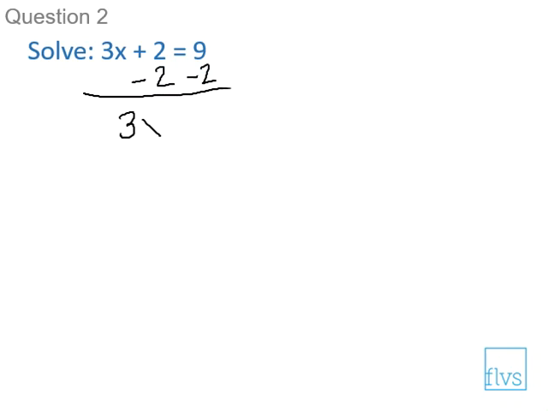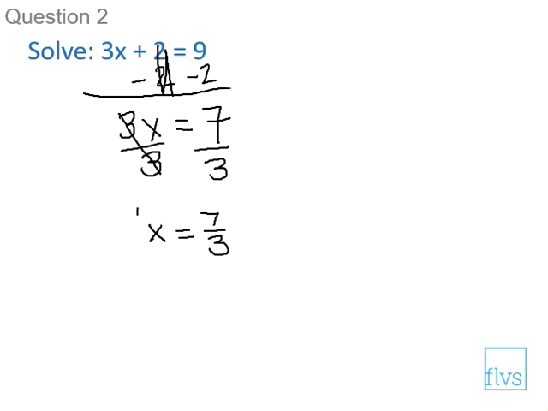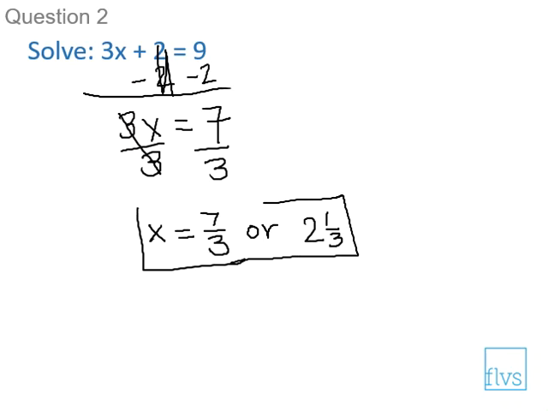So we're left with 3x equals 7. And again, we're going to divide by 3 because the opposite, or the inverse, of multiplying is division. So x equals 7/3. Or you could rewrite this as 2 1/3. Either answer is correct.